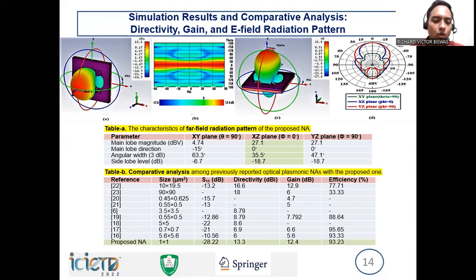It's important to note from table B that our proposed waveguide-fed hybrid plasmonic nanoantenna offers considerable efficiency of 93.23% and lowest reflection coefficient of -22.22 dB.